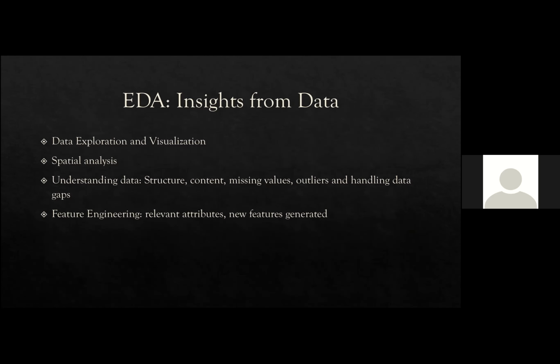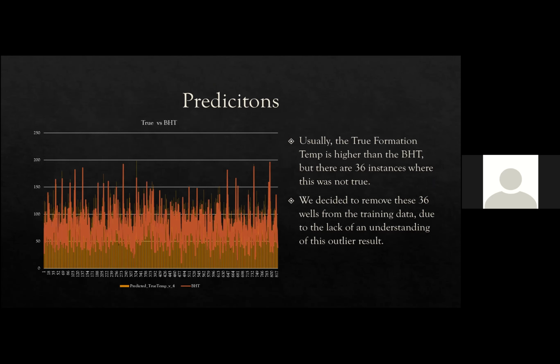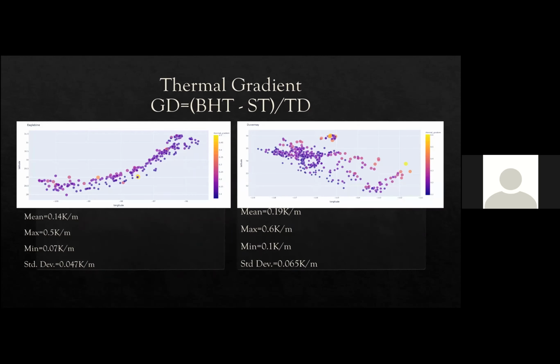There are many insights that result from the exploration data analysis. Predictions of true temperature fall along the target line, and the trend shows that our model is acceptable, with a mean squared error of 4.19 and mean absolute error of 2.94. 36 values were removed due to the predicted true temperature of formation being lower than the bottom hole temperature. This actually reduced noise in our model.